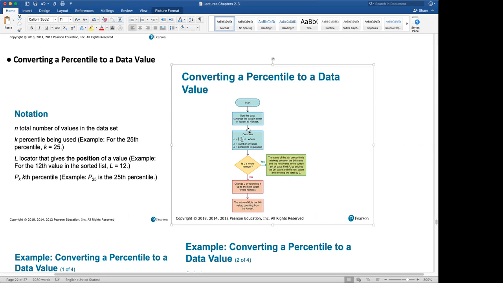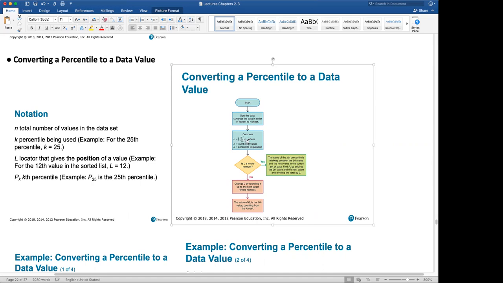And then we compute L, the locator. It's defined by k over 100 times n. What is k? k is the percentile being used. It should be given, because the problem asks you to find the data value corresponding to a percentile, so percentile k must be given. k over 100 times n, and n is the total number of data values.